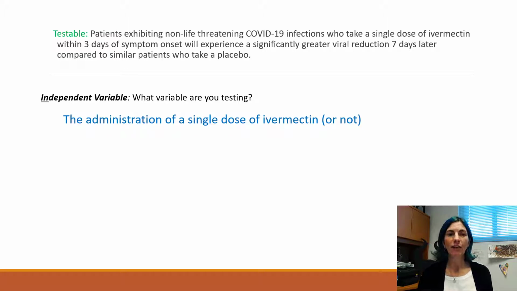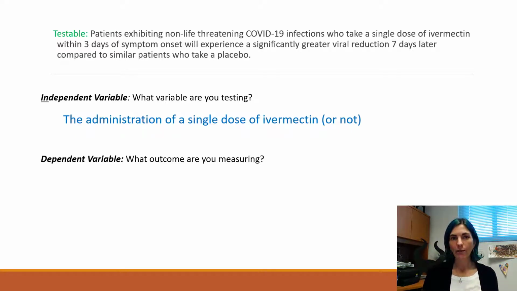So the independent variable is usually the treatment or the thing that is being varied between groups that you're interested in. The dependent variable can also be described as the thing that you're measuring.